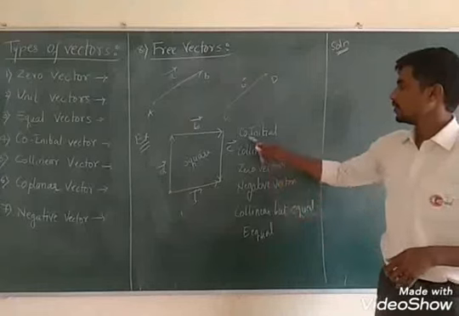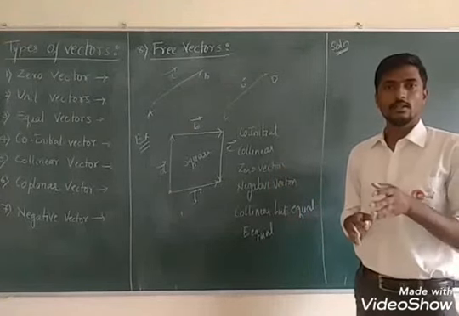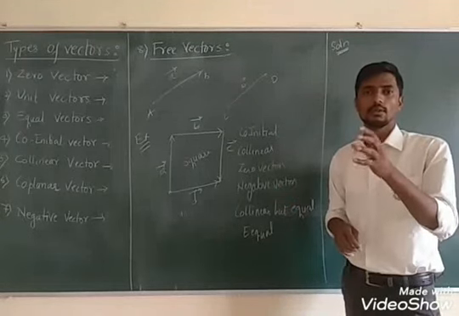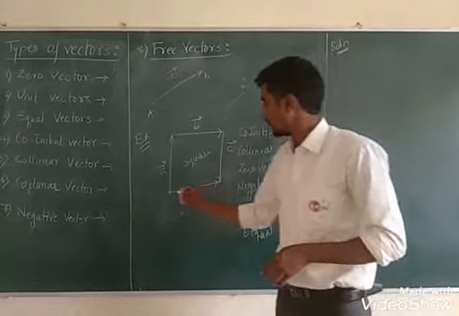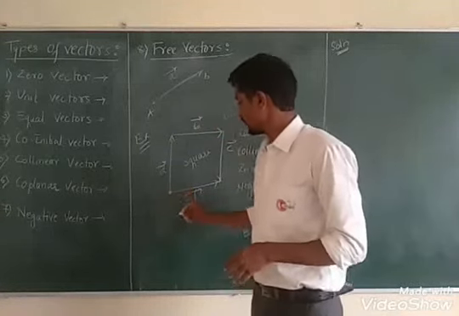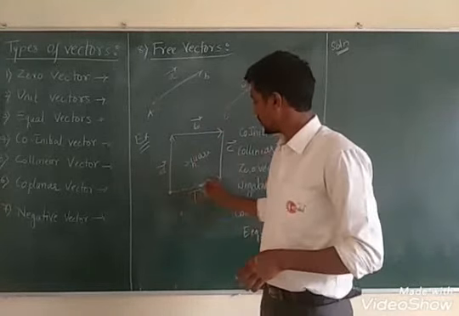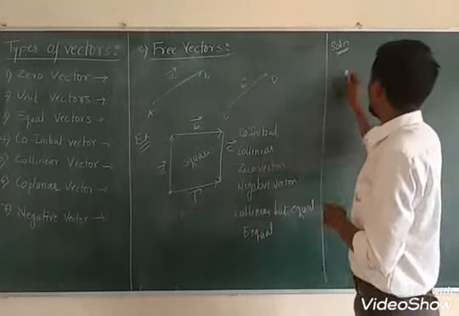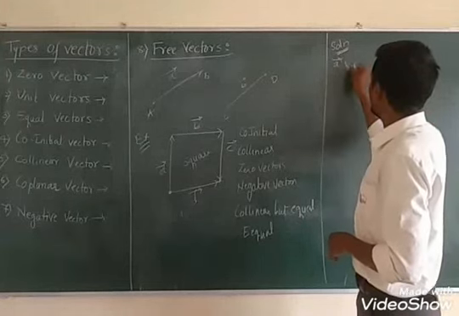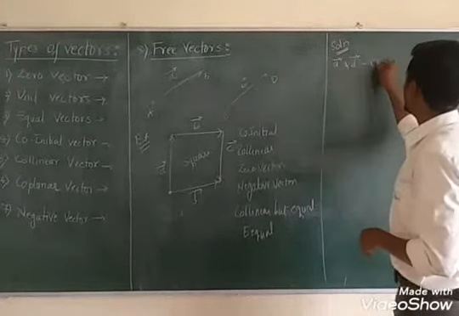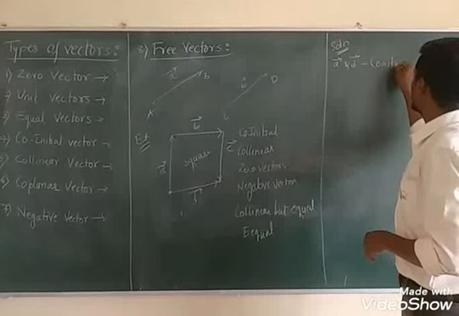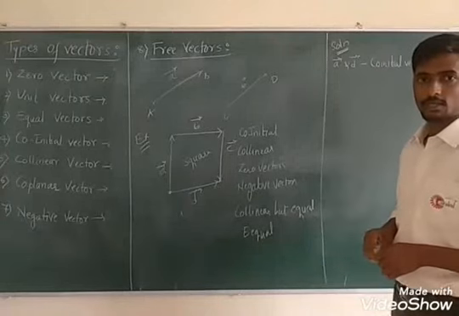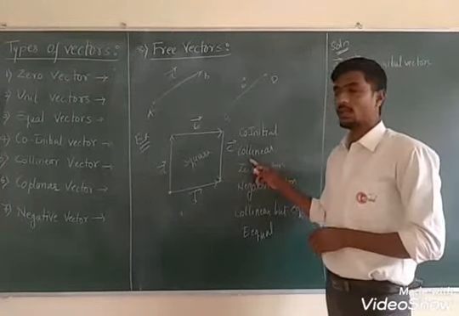Yes. So now, co-initial vector. You know the definition. Co-initial means the vectors whose initial point is the same. So look here, this vector is starting from here and this one from here. So vector A and vector D, both are co-initial vectors.